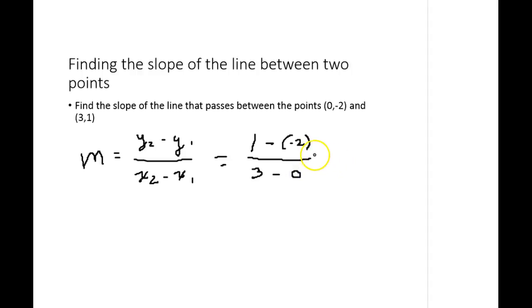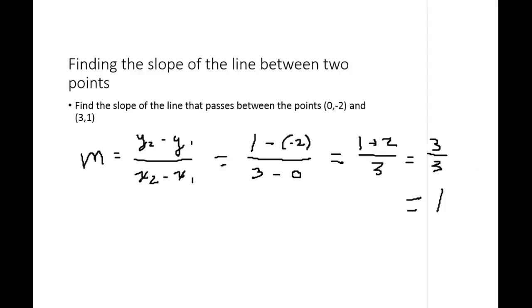I would take notes on these and take them into the classroom when you're taking your test. 1 minus -2. Remember, minus a minus is a plus. So I have 1 plus 2 over 3 minus 0, which is 3. 3 over 3. The slope of the line that passes through those pair of points is simply 1. And the key there is when I subtract a negative number, I'm adding, right? 1 minus -2 is 1 plus 2, which is 3.